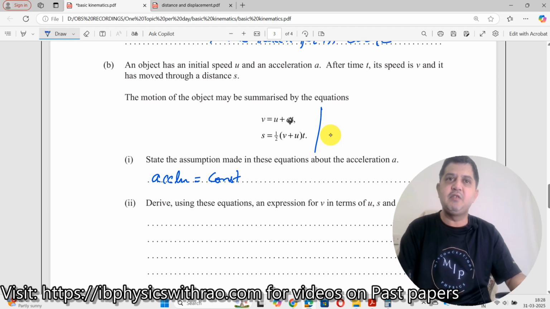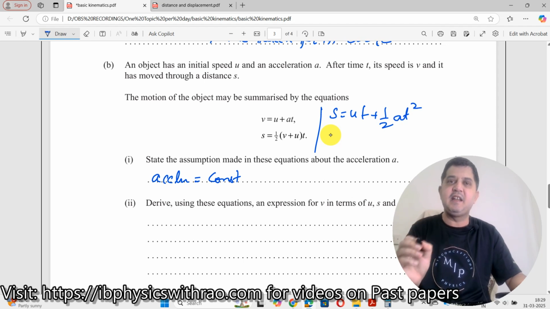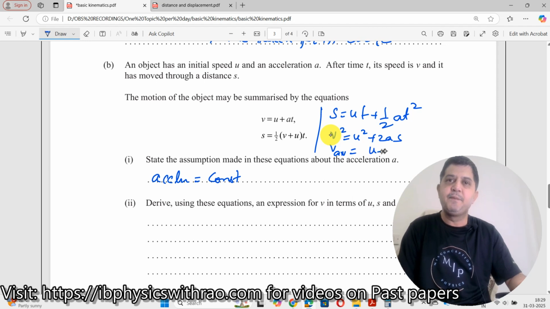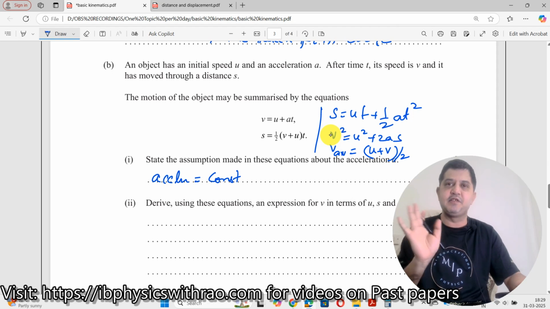So one is v equal to u plus at, second one is s equal to ut plus half at square. Though they have not asked you, I'm just writing it for your knowledge sake. The third one is v square equal to u square plus 2as, and the next one is v average equal to u plus v divided by 2. These 1, 2, 3, 4, 5 equations I have written.